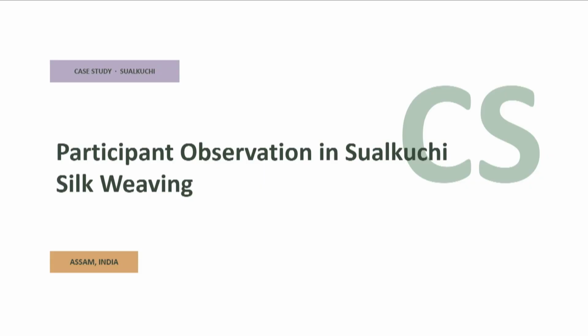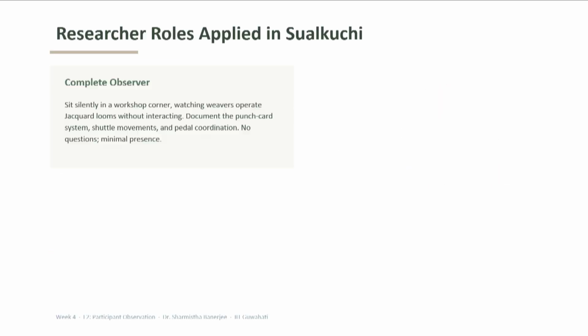So let's look at these four participant observation roles in the context of Swalkuchi silk weaving. So let's say I want to be the complete observer. I sit silently in a workshop corner, watching weavers operate jacquard looms without interacting. I document the punch card system, shuttle movements and pedal coordination, with no questions and minimal presence. I can keep observing them for a couple of days and make notes, and once this is done, I can ask them certain questions to understand more about the context.